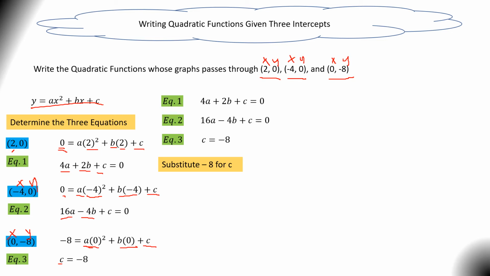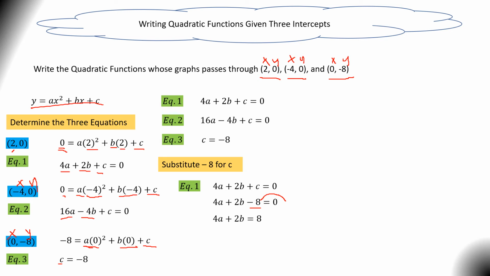Kahit saan po ang gamitin natin dyan, either equation 1 or equation 2. So, ginamit natin sa equation 1. 4a plus 2b plus c equal to 0. So, substitute negative 8 for c. 4a plus 2b minus 8 equal to 0. So, pinalitan lang po natin si c ng negative 8. Then, transpose natin si negative 8 dito sa kabila. Ayan po, 4a plus 2b equals to 8.